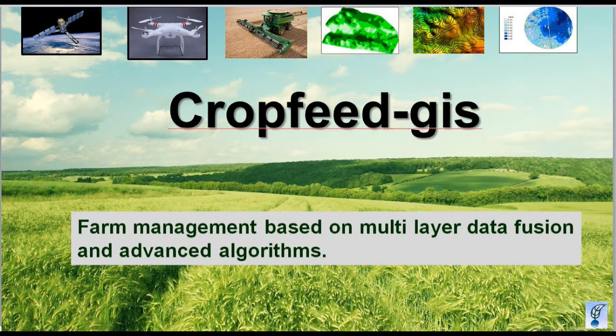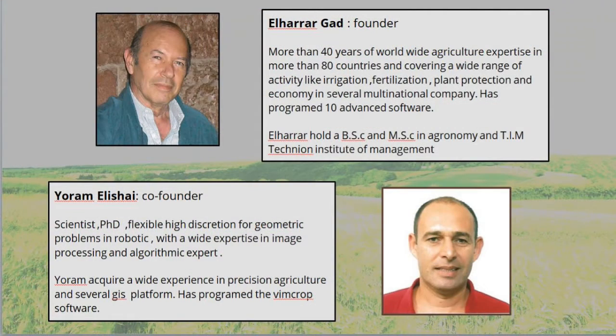Cropfeed is a GIS platform focusing on fertilization, irrigation, and plant protection. It has been developed by Elgad and Yoram Elishai. Elgad has wide farming experience all over the world, and they have developed 10 different software. Yoram Elishai is a scientist, PhD, and algorithm expert.